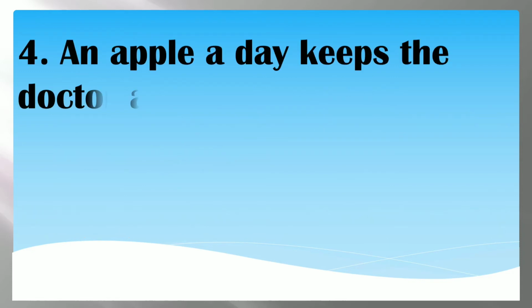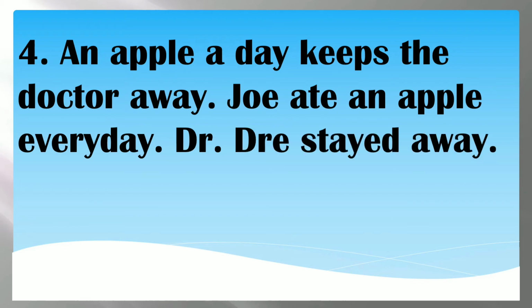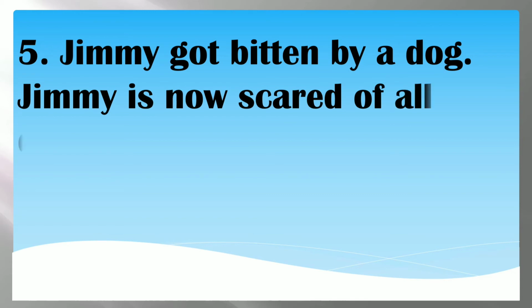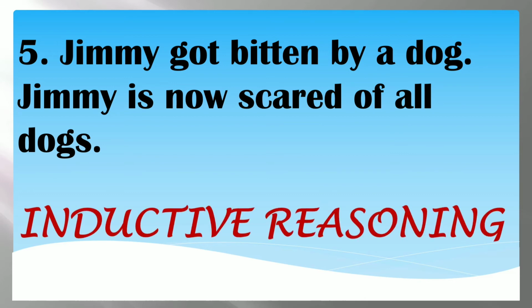Number 4. An apple a day keeps the doctor away. Joe ate an apple every day. Dr. Drew stayed away. So, tingnan nyo nga yung ating statement. Meron ba siyang pattern? So, wala siyang pattern. So, ibig sabihin, general to specific. So, our answer is deductive reasoning. Number 5. Jimmy got bitten by a dog. Jimmy is now scared of all dogs. Ano yan? Deductive or inductive? Si Jimmy daw ay kinagat ng aso. Ngayon, si Jimmy ay takot na sa mga aso. So, yan po ay inductive reasoning. Kasi may dahilan kung bakit siya natatakot sa mga aso. Dahil nga, siya ay nakagat.